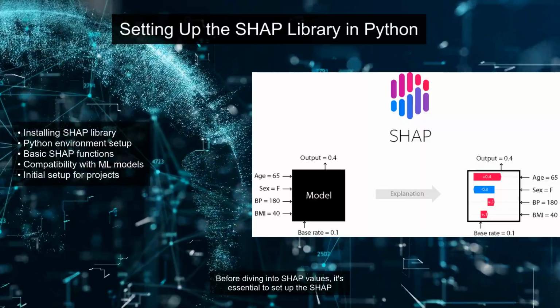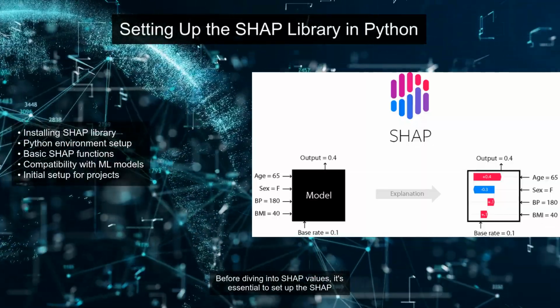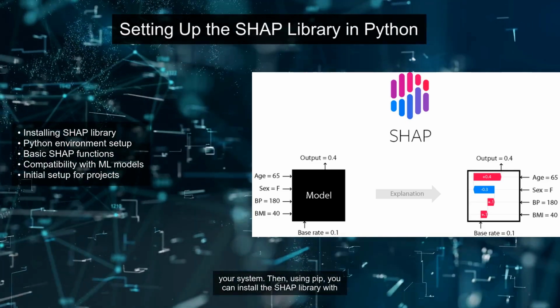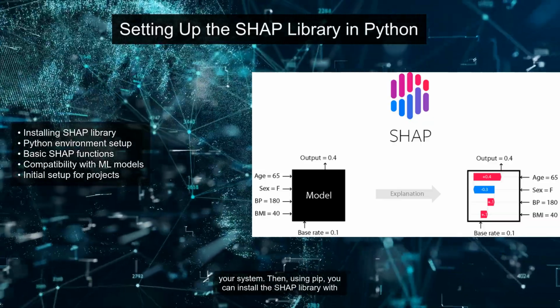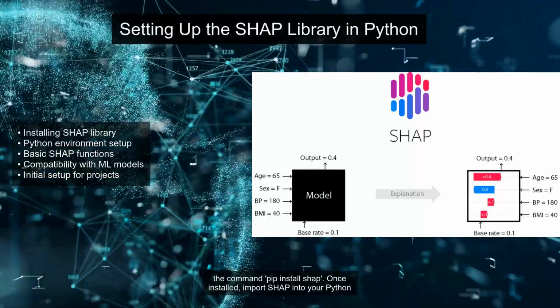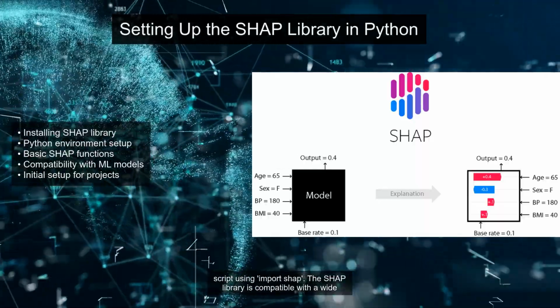Before diving into SHAP values, it's essential to set up the SHAP library in your Python environment. First, ensure you have Python installed on your system. Then, using pip, you can install the SHAP library with the command pip install shap. Once installed, import SHAP into your Python script using import shap.